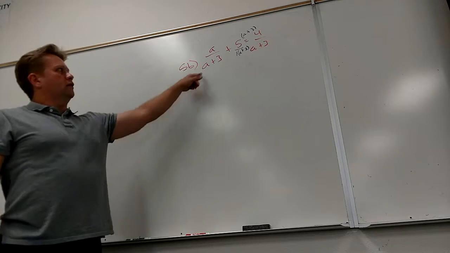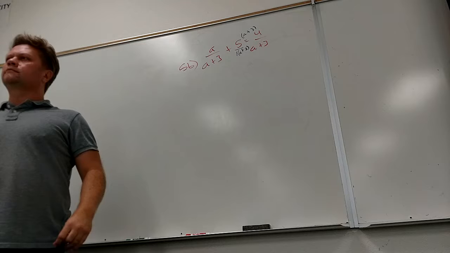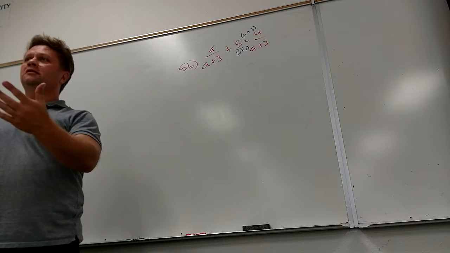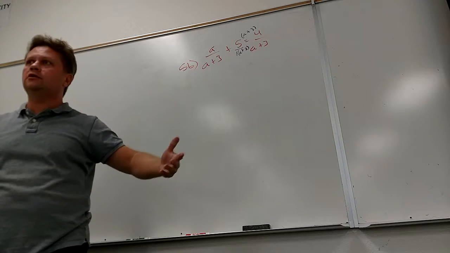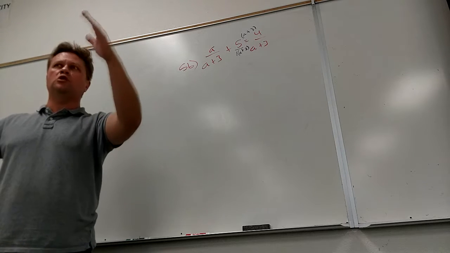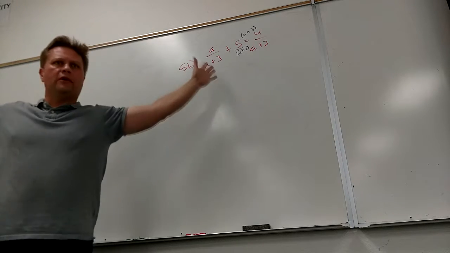So what can I do now that they all have A plus 3 in the bottom? Multiply by A plus 3. Because if I make all the bottoms the same, I can multiply by that thing, and all my fractions are gone.